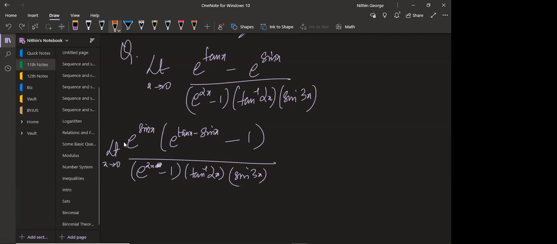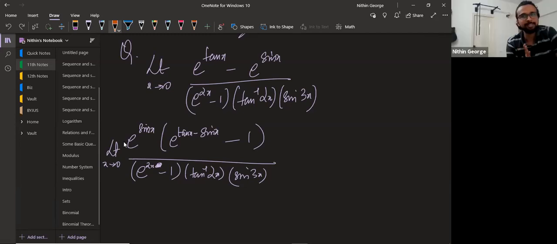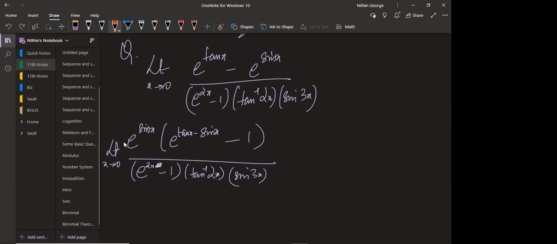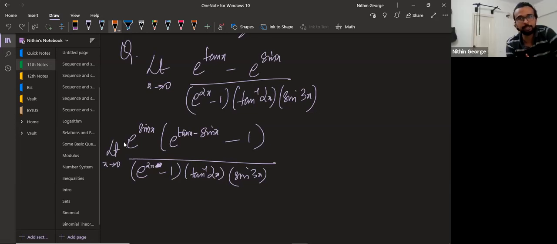But do we divide sin 3x by 3x in the denominator? That will happen anyway. That's the fact. You'll divide sin 3x by 3x, and you'll divide tan inverse 2x by 2x as well. You'll make up for that by multiplying by 6x squared as well. All of them will cut out to become 1.